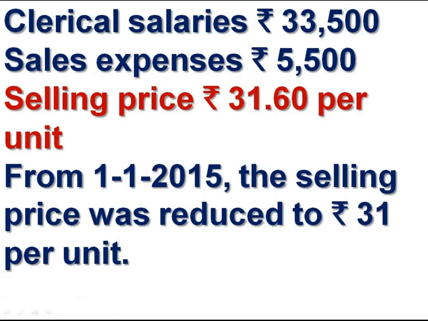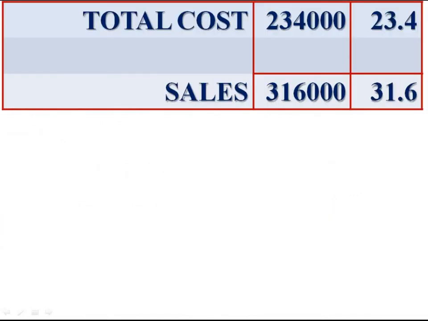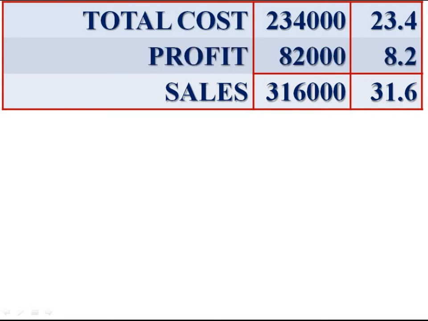We are given selling price rupees 31.6. Therefore, sales is equal to 10,000 into 31.6, 3,16,000, per unit 31.6. The difference between total cost and sales is profit, rupees 82,000, 8.2 per unit. This is the cost sheet for the year 2014.